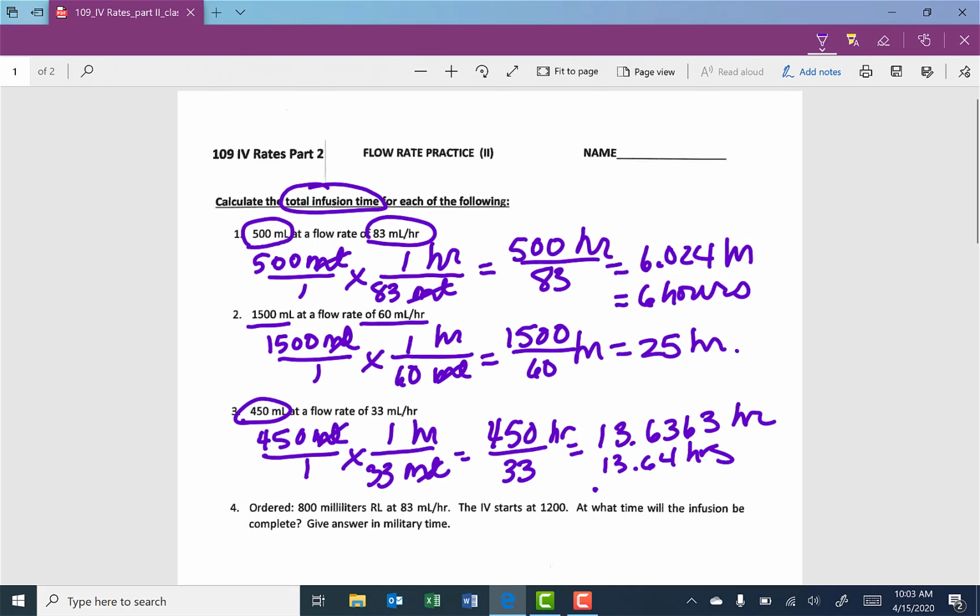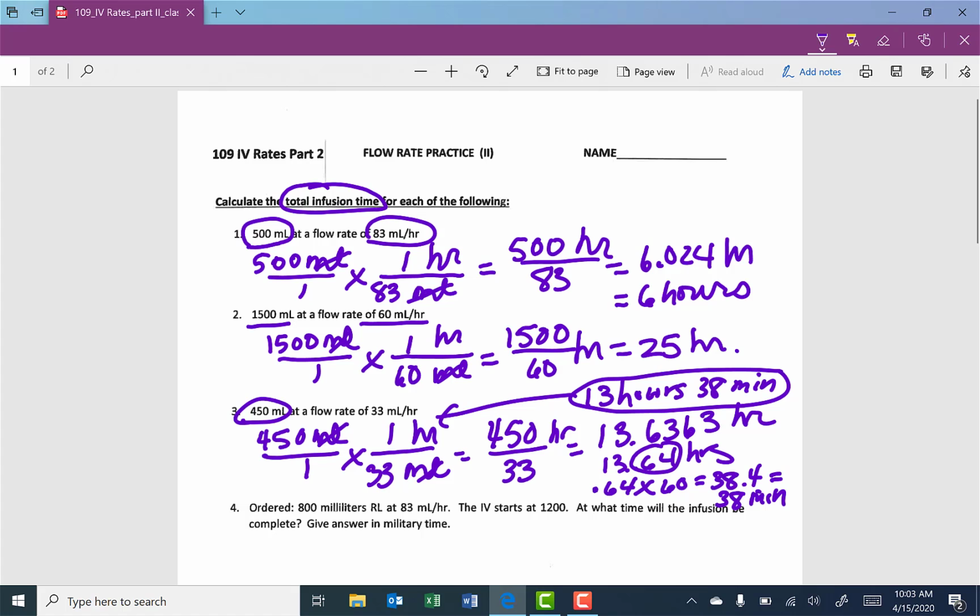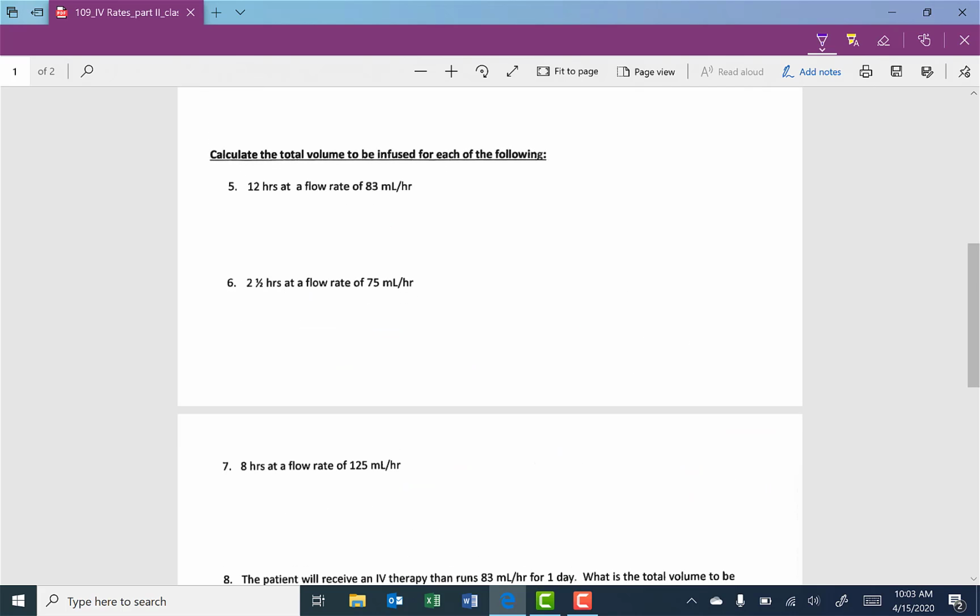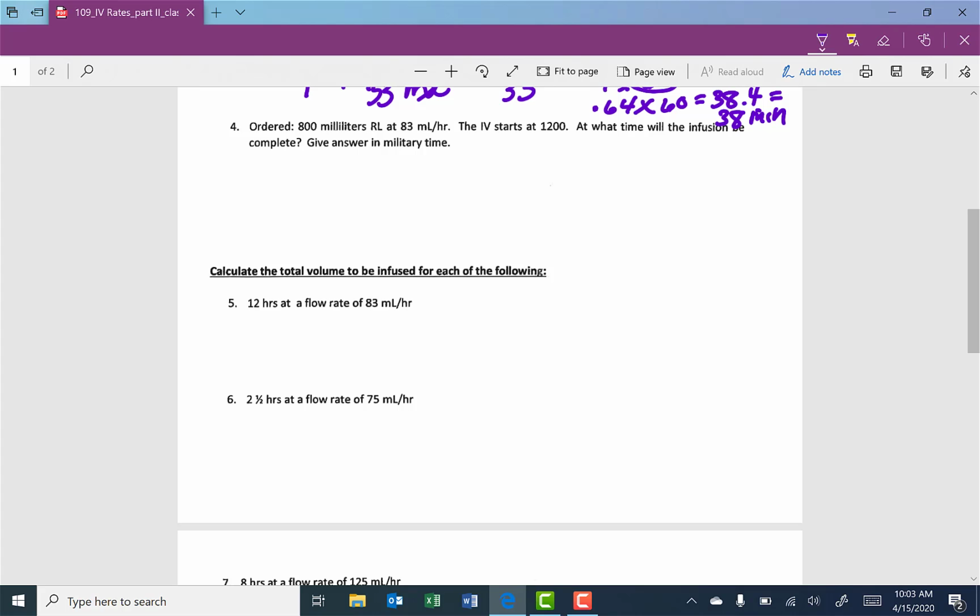And now we want to find out how many minutes that is. So you take your 0.64, this part, and you multiply it by 60, and you're going to get 38.4, which is 38 minutes. So our answer is 13 hours and 38 minutes. And that is how we find the minutes.